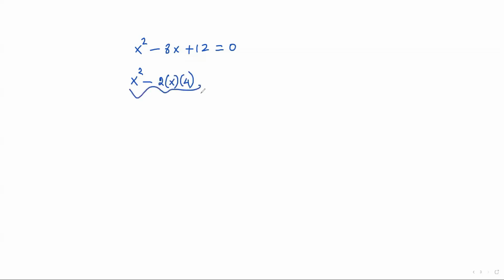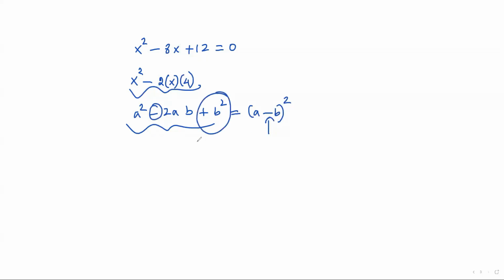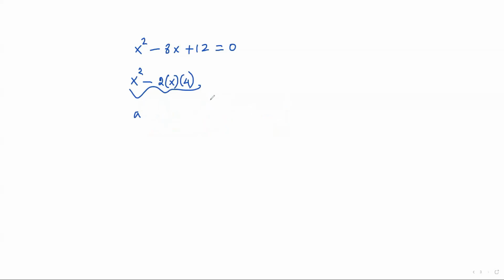Now we have to compare this with a square minus 2ab. For a we have x, for b we have 4. So we need b square. If I have b square over here, we can write this trinomial as (a minus b) the whole square. Because 2ab is negative, I have to use a negative sign. So what do we need? b square is missing. Instead of b, we have 4 in our problem, so 4 square we need.